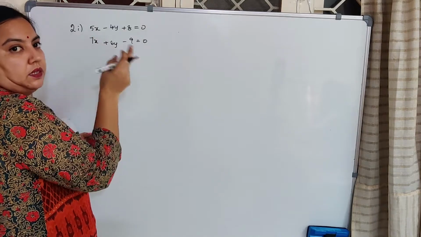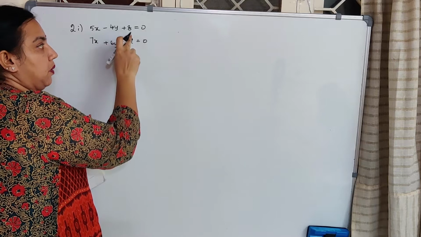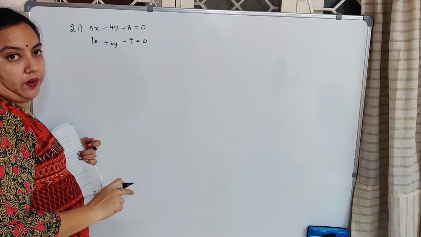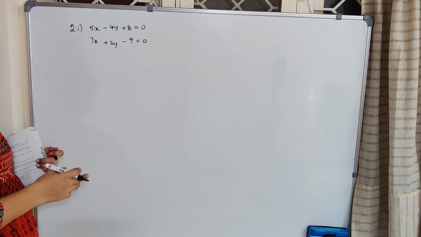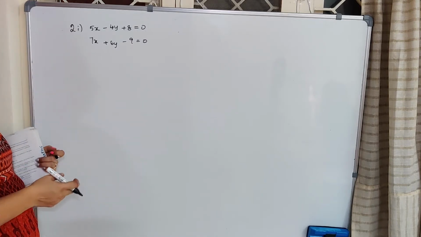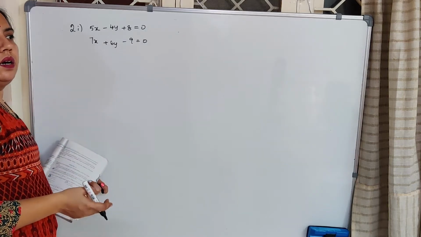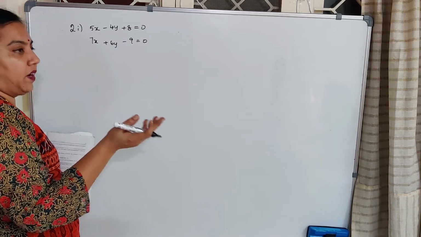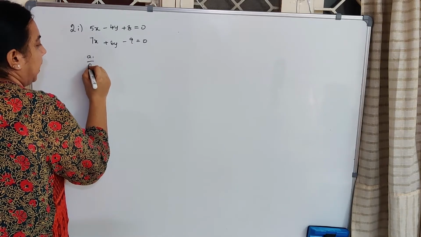Here this is the A1. To recall, A1, A2, B1, B2, C1, C2. We are going to equate A1 by A2 with all the corresponding terms. Then we will find whether these lines are going to be intersecting or parallel, or lying on, overlapping on each other.